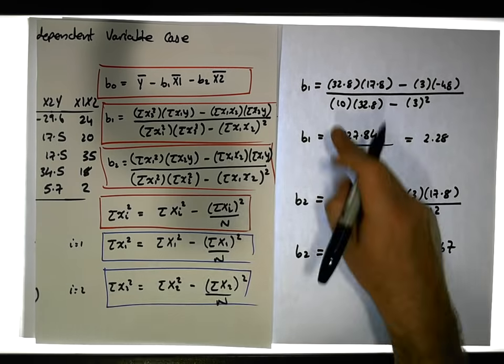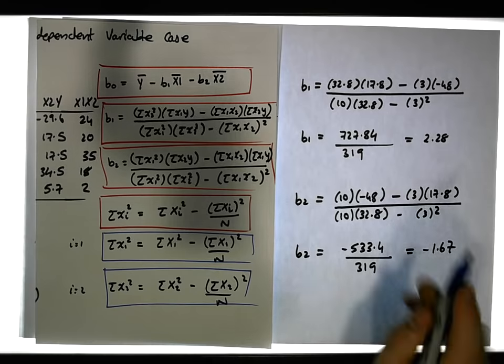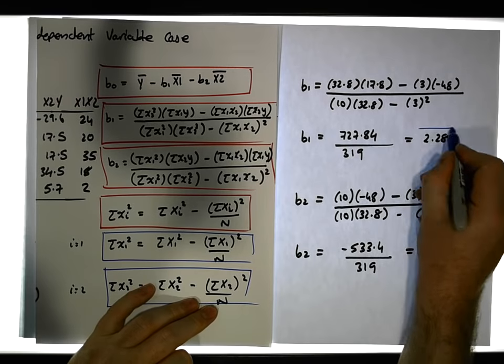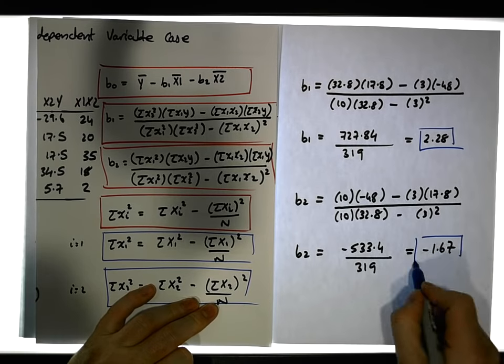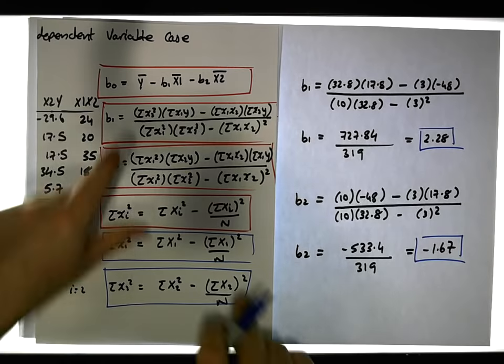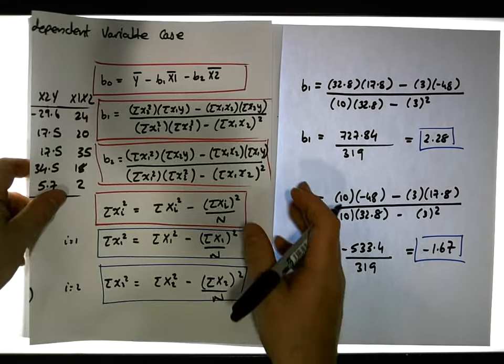So now we have our B1 and our B2. Here's our B1 value, and here's our B2 value right here. And finally, we need to calculate our B0 value. So let's have a look at the B0.